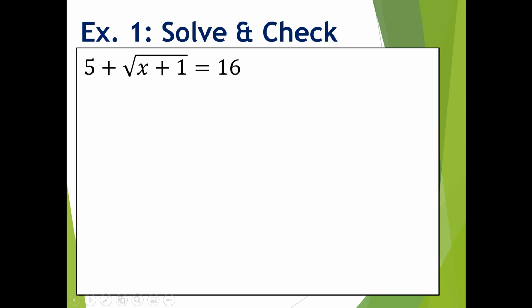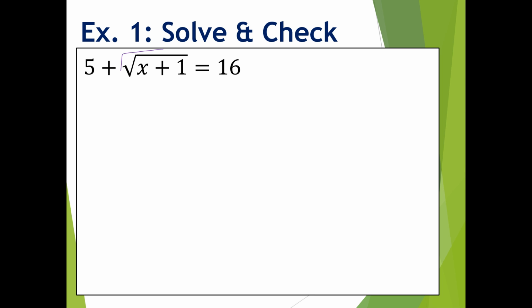So, as always, as we're going through these, before I do them, you might want to pause, or maybe you've already tried it on your own earlier. So if you haven't done this problem already, pause it, try it, and I'm going to show you how to do it right now. So we have 5 plus the square root of x plus 1 equals 16.